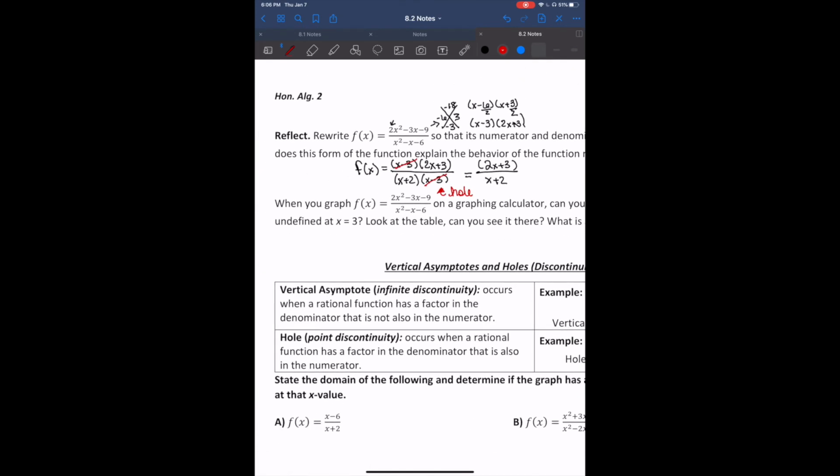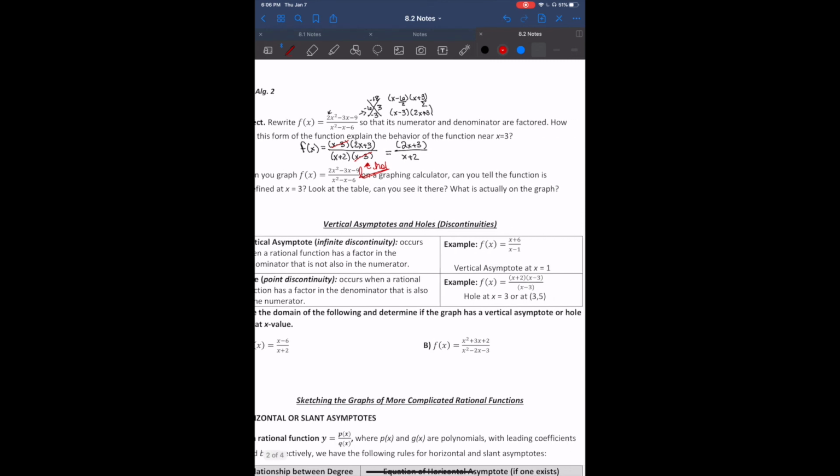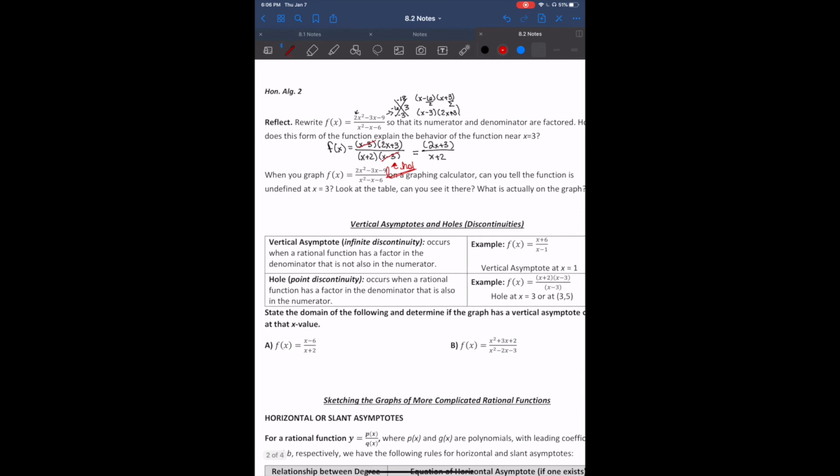Okay. Now, if you're looking at this on your graphing calculator and you look at the table at 3, you can tell that you have a hole because where you look at x equals 3, you get an error message for the y value, just like we did for the asymptote.